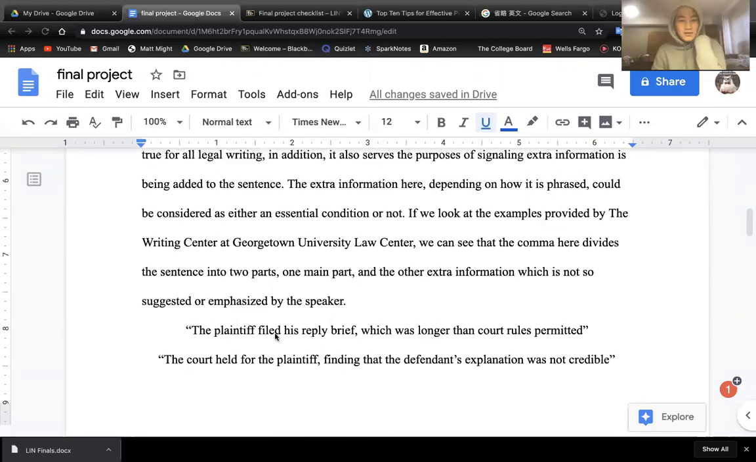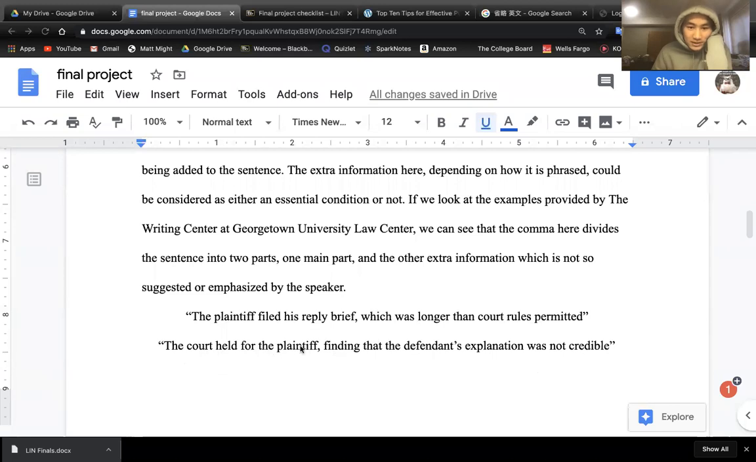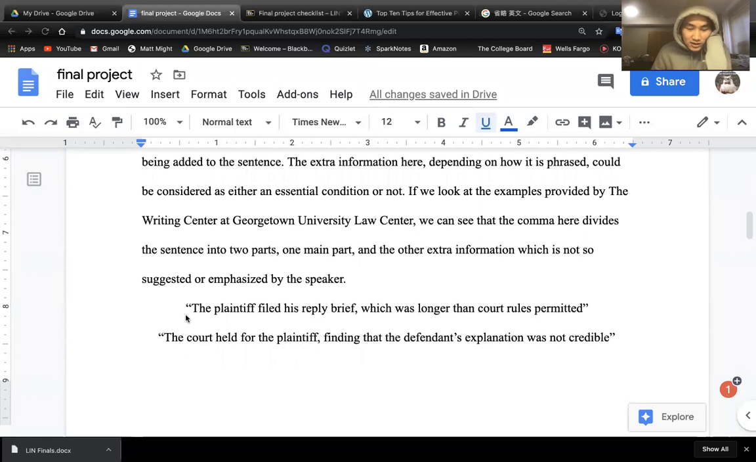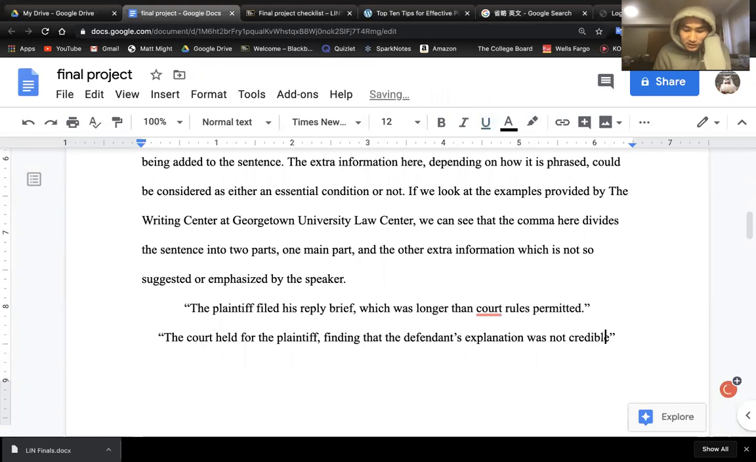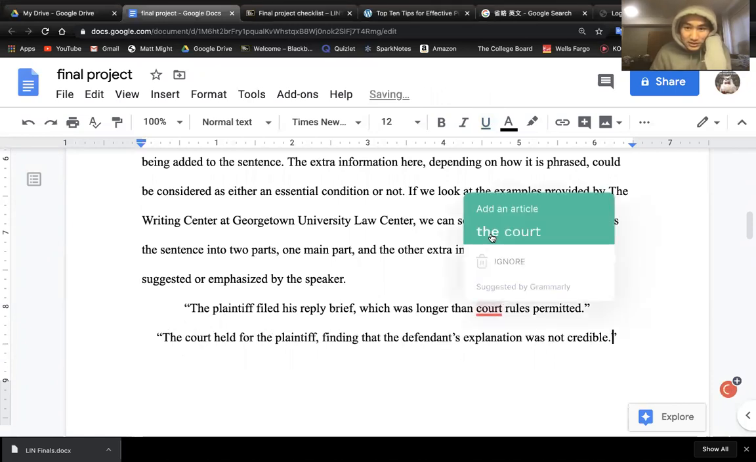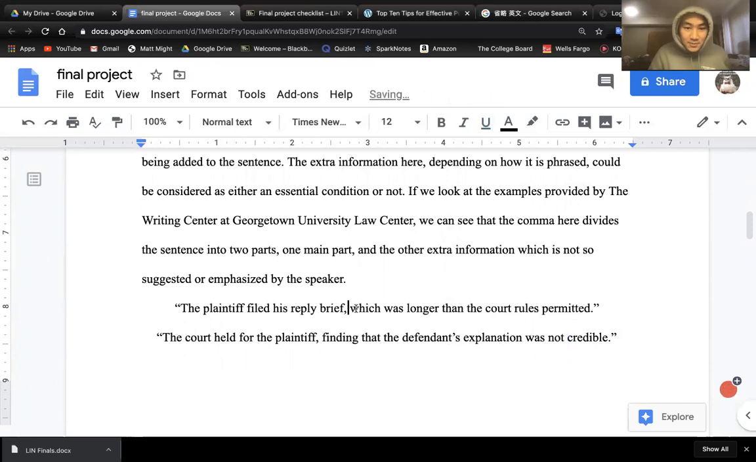The plaintiff filed his reply brief, which was longer than the court rules permitted. And the second sentence: the court held for the plaintiff, finding that the defendant's explanation was not credible. So here, in these two examples, I'm going to add this just to make the sentence a little bit more complete. The comma here is followed by a clause, which was longer than the court rules permitted. It is a condition. It is, however, not an essential or necessary condition to the sentence.